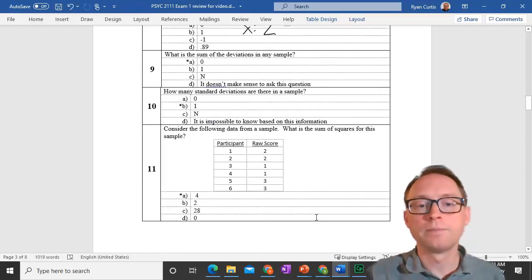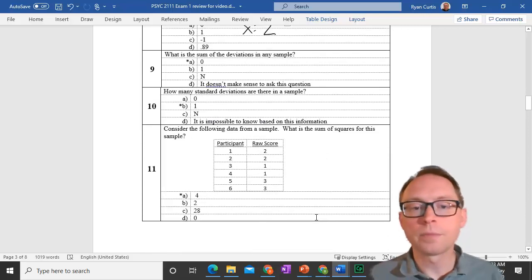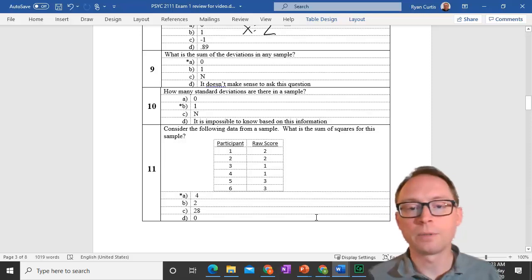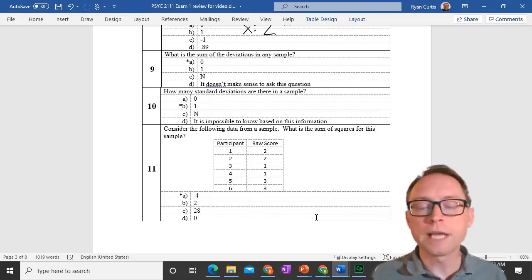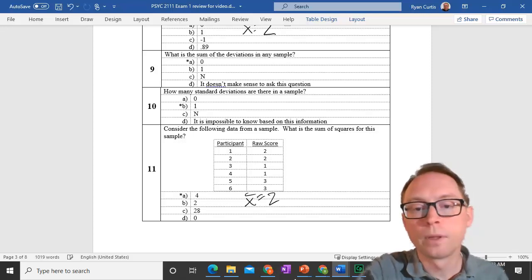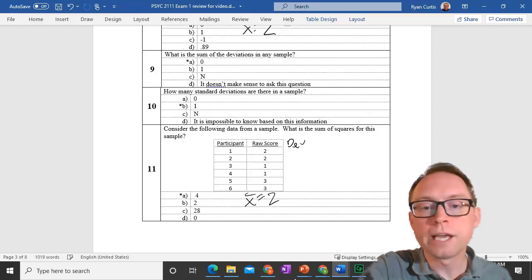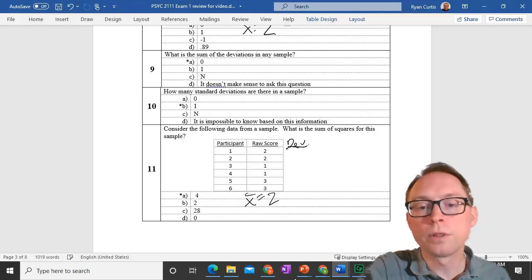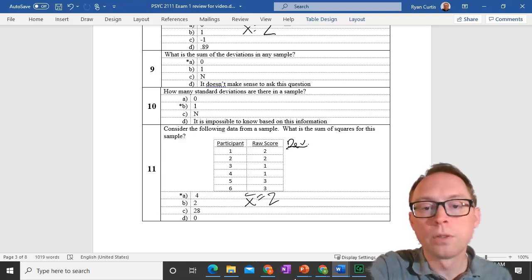Number 11, considering the data, what's the sum of squares for this sample? All right, so this is the same data that we had before. We already know that the mean, x bar, is going to be 2. So what we need to do is look at the deviations for each of these. Then we're going to square those, then we're going to add them up. So the deviation for participant 1 is 0, because 2 minus 2 is 0. 2 minus 2 is 0.